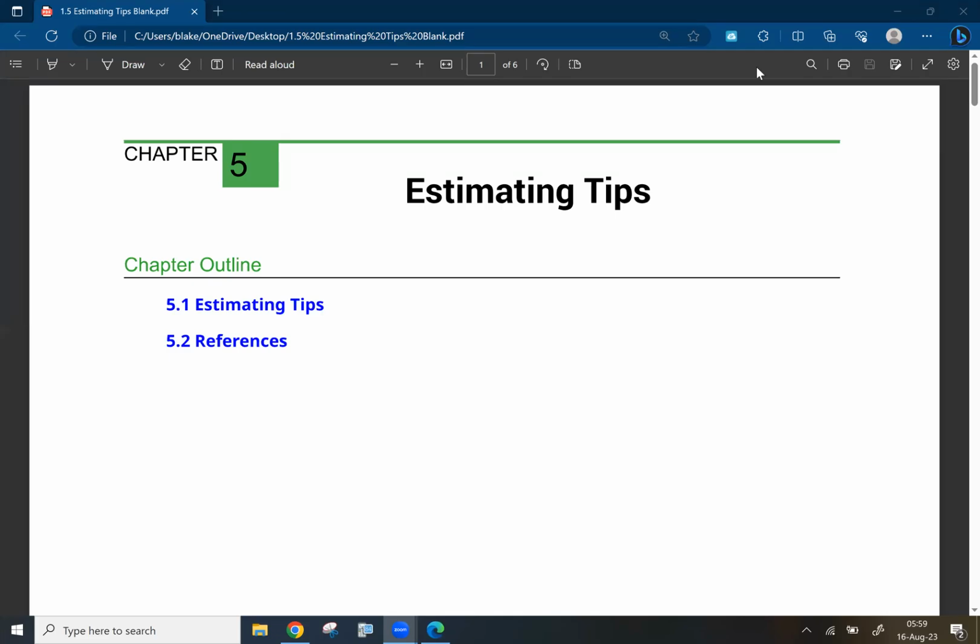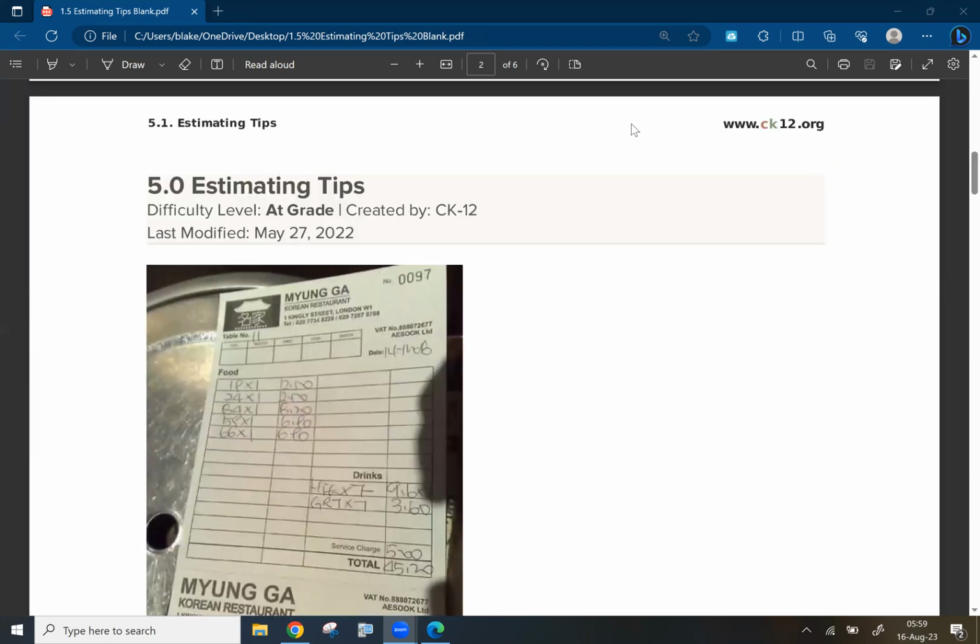All right, welcome to 1.5, where we are estimating tips. Now, remember, your skill check is going to cover 1.3 and 1.5 combined, so make sure you also review the 1.3 lesson too. All right, so let's look at what we got here.